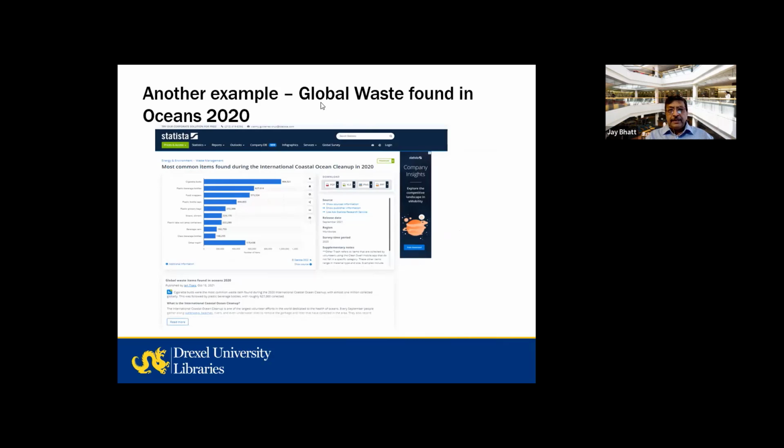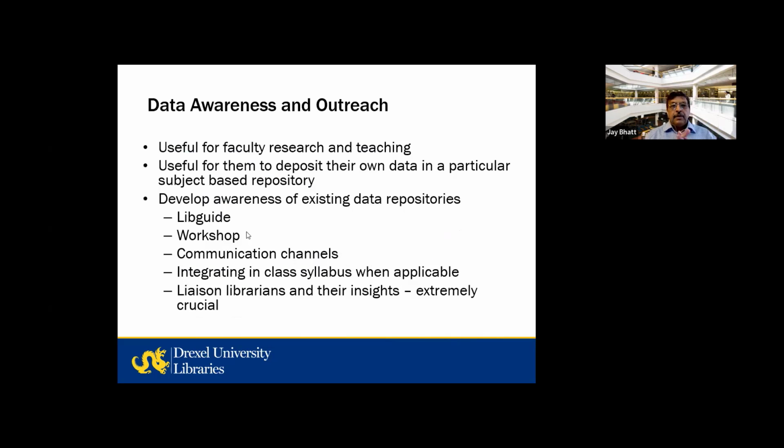And another dataset that we found is Global Waste Found in Oceans 2020. So data awareness and outreach is important. We need to educate our faculty, students, and researchers who are involved in teaching as well as researching information to develop awareness about existing data repositories.